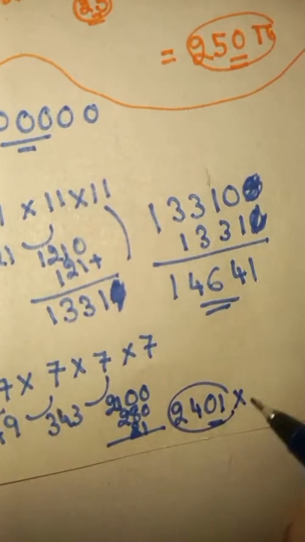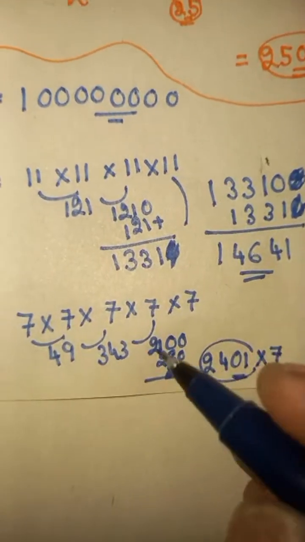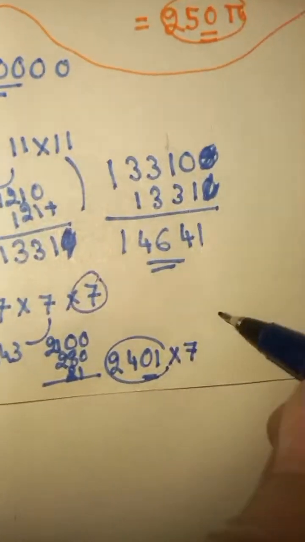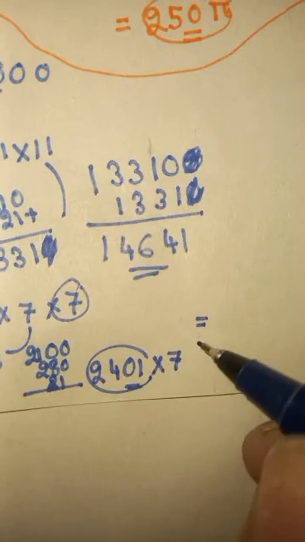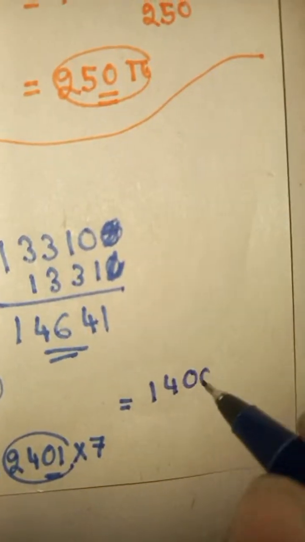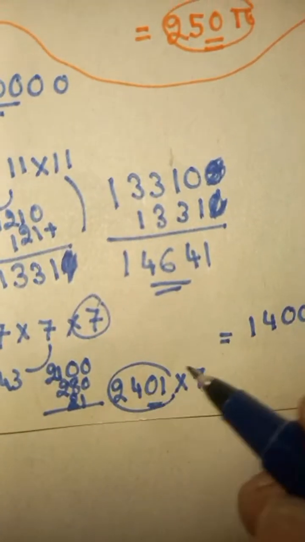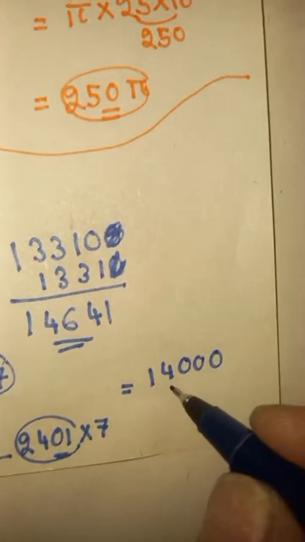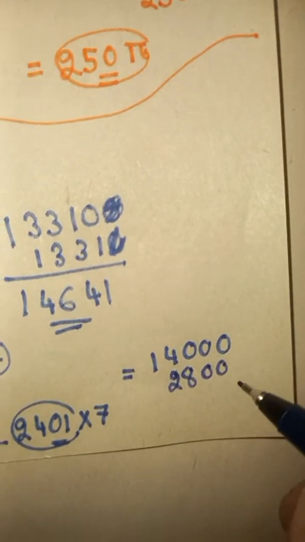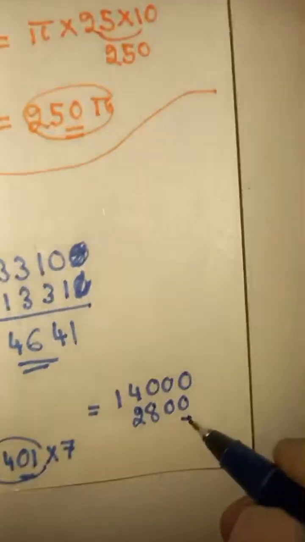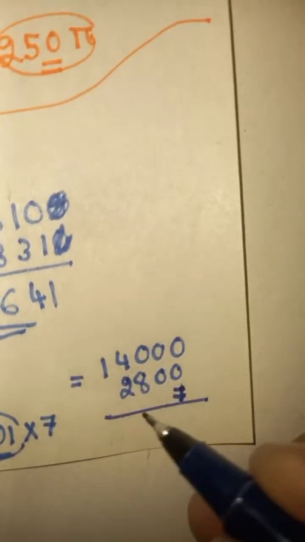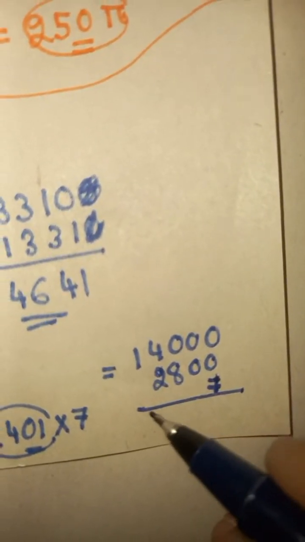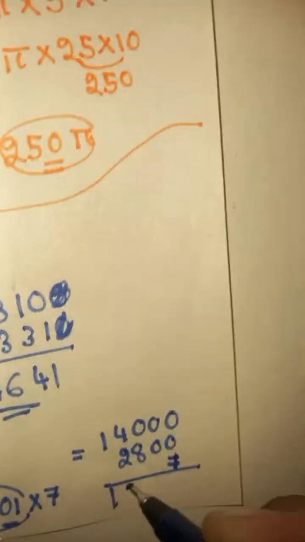2401. To this you need to multiply 7 again. That is 2000 times 7, which becomes 14,000, plus 400 times 7, which is 2800, and again 1 times 7 is 7. When you add this, you're going to get 16,807. Let's start one more problem.